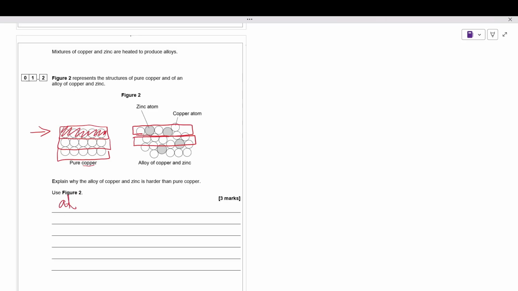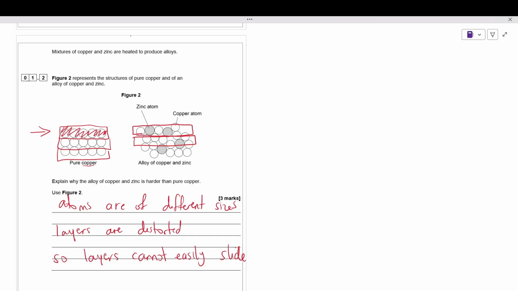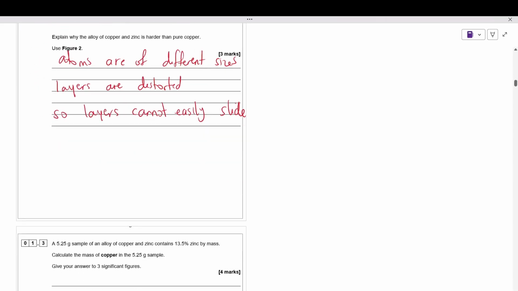Atoms are of different sizes. Layers are distorted. So layers cannot easily slide. And that's the full extent of this response.